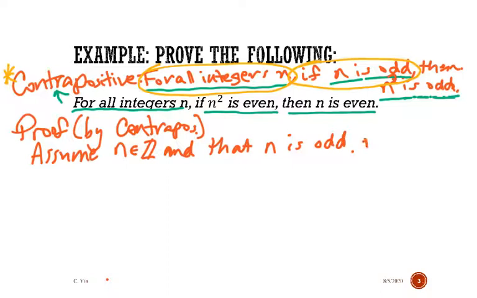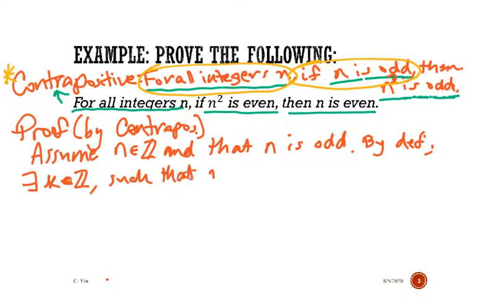Well, by definition there exists an integer k such that n is equal to 2k plus 1. That's by the definition of odd. And we're trying to show that n squared is odd, so this is what I'm aiming for right here. My little square kind of got lost in the shuffle here, but that's n squared there.